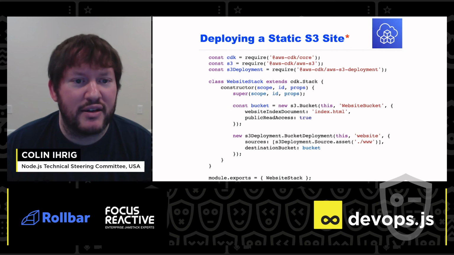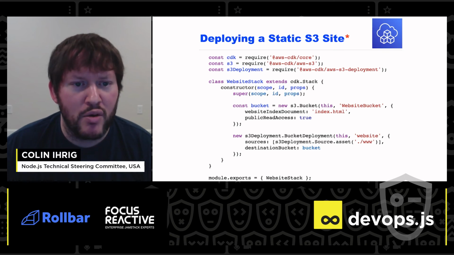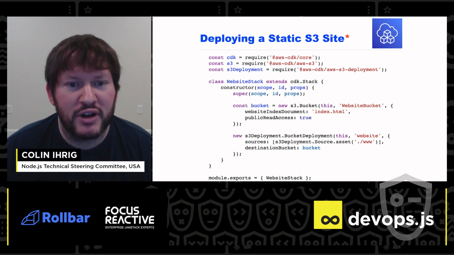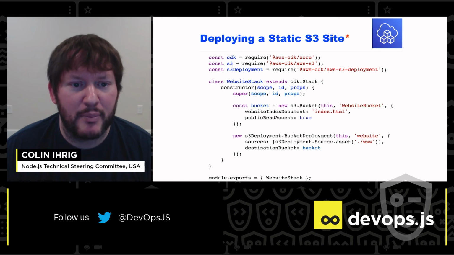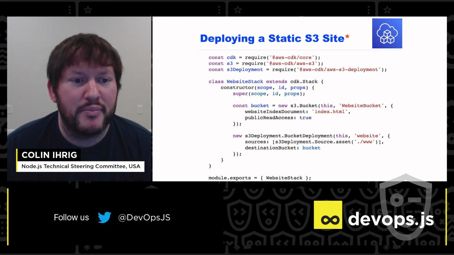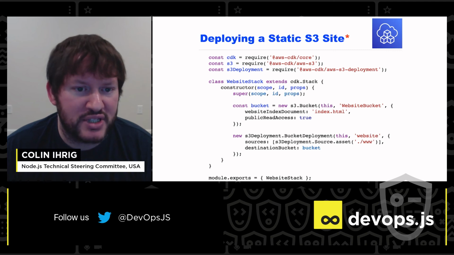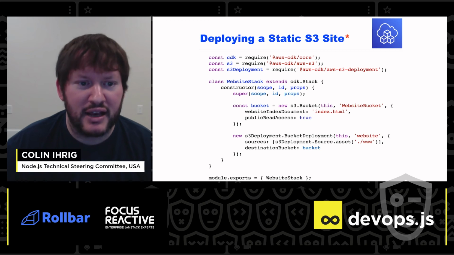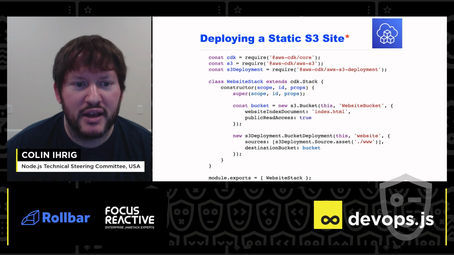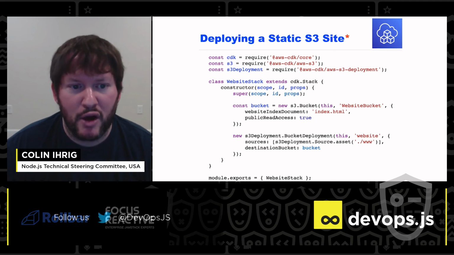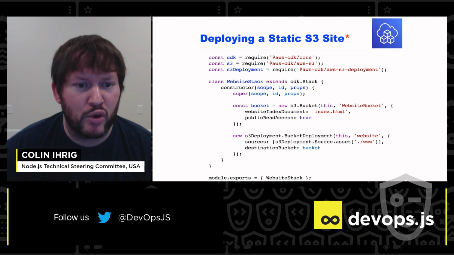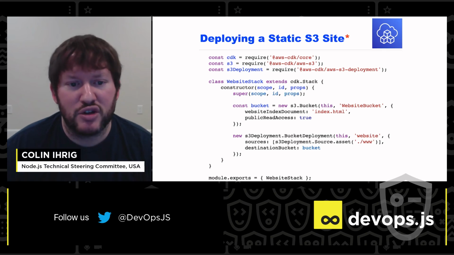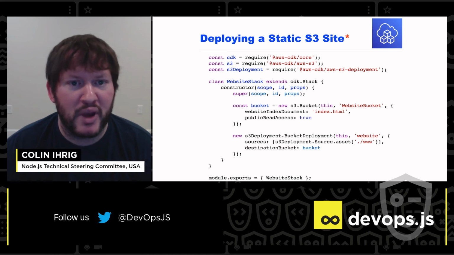So I wanted to look at a more realistic example now, where we'll deploy a static S3 site. I included an asterisk here because, again, you will be charged by AWS if you run this. I've created a new stack here called the website stack, which extends the CDK stack class. Inside, I'm creating a new S3 bucket, which I'm going to call website bucket. I'm going to make index.html the index page for my site, and I'm going to grant public read access to the world so that anybody can come and view my site.